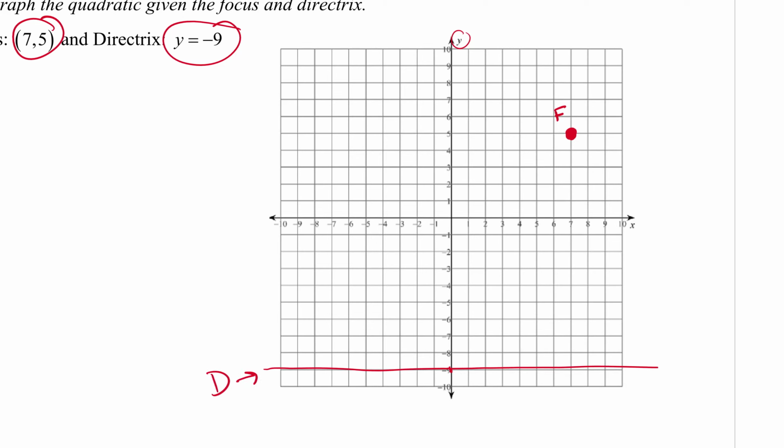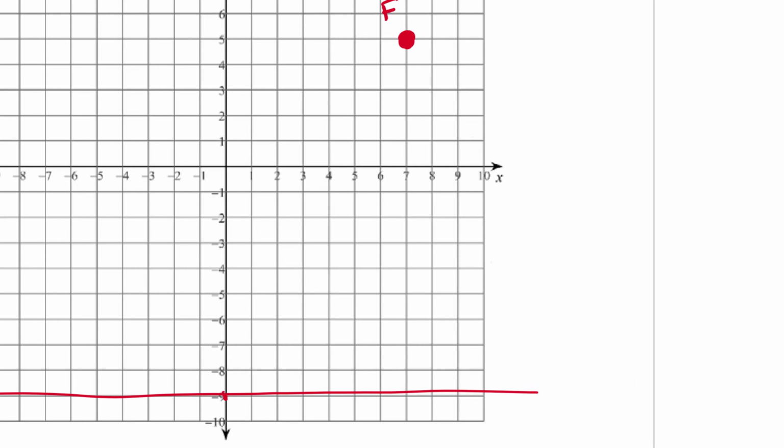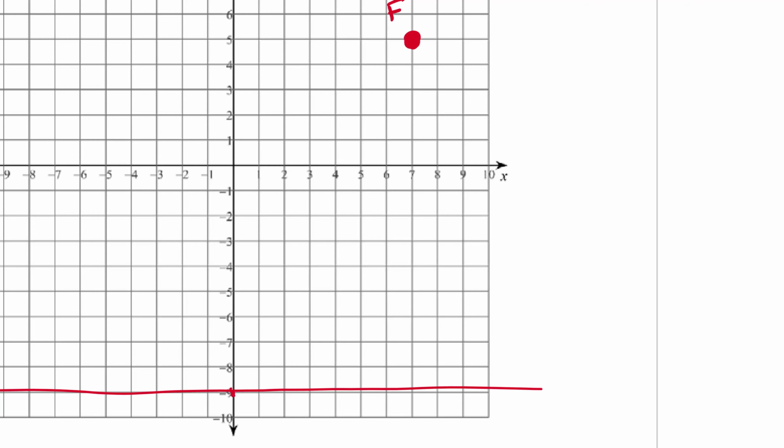Now, the only thing I really need to do from here, once I have focus and directrix, is I have to find my vertex. Okay? So my vertex is directly between my focus and directrix, so from my focus, I'm going to count down to my directrix line. So I count 1, 2, 3, up to 14. So I just divide that by 2, 7. So again, I'm going to count 7. 1, 2, 3, 4, 5, 6, 7. So here is my vertex.